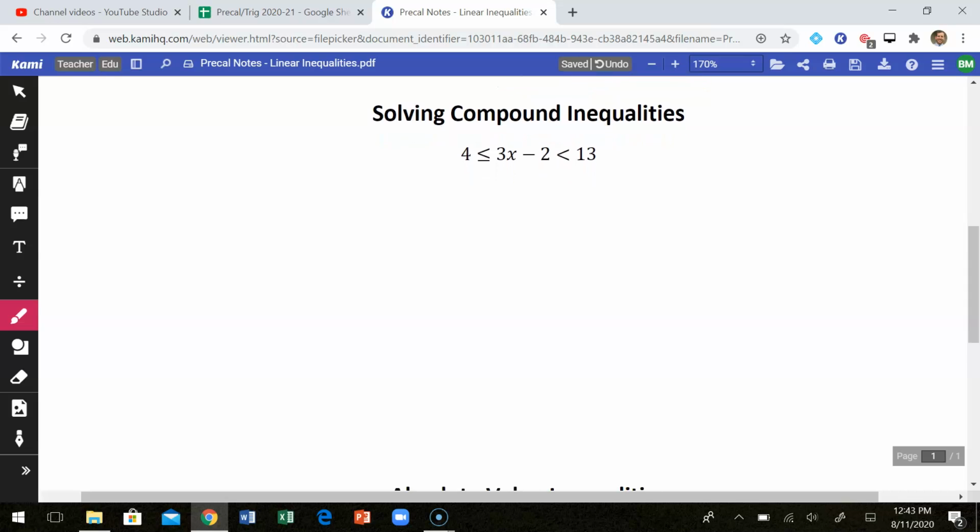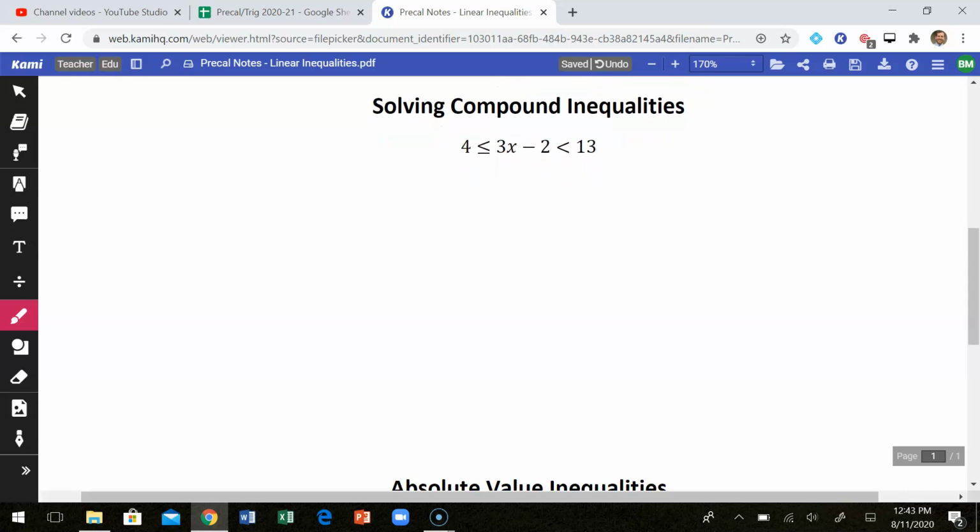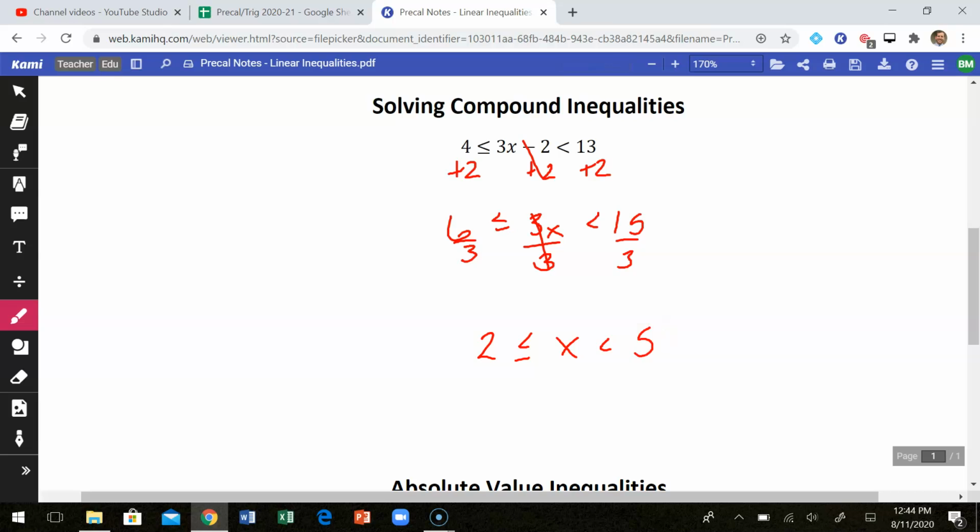Solving a compound inequality, in this case we have what would be considered an AND inequality. So we basically just want to end up with the x in the middle by itself, and we want to work both sides, or all three sides if you want to think of it that way, at the same time. So I'm going to add 2, and I'm going to do that to everything. So I get 6 is less than or equal to 3x, which is less than 15, and then I can divide by 3, and again I'm going to do that everywhere. And we would have 2 is less than or equal to x, which is less than 5.